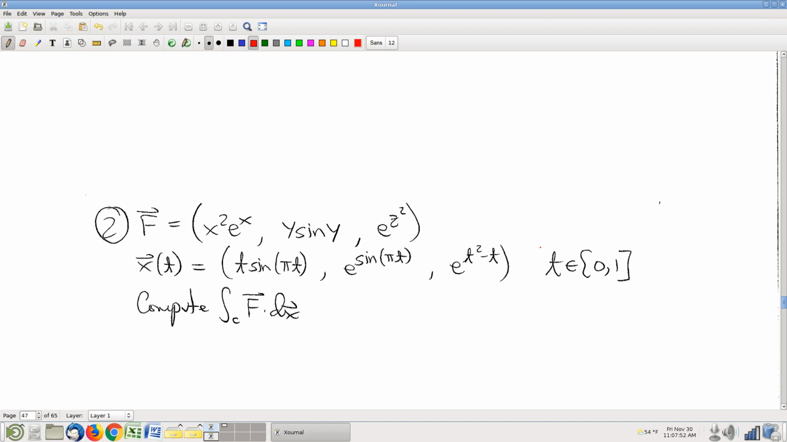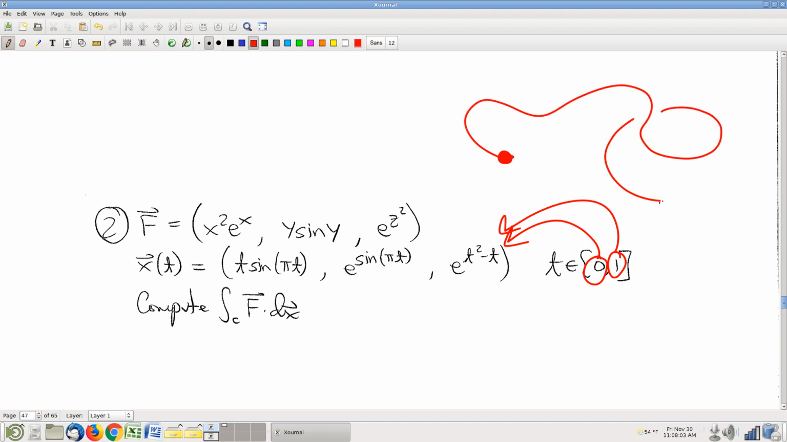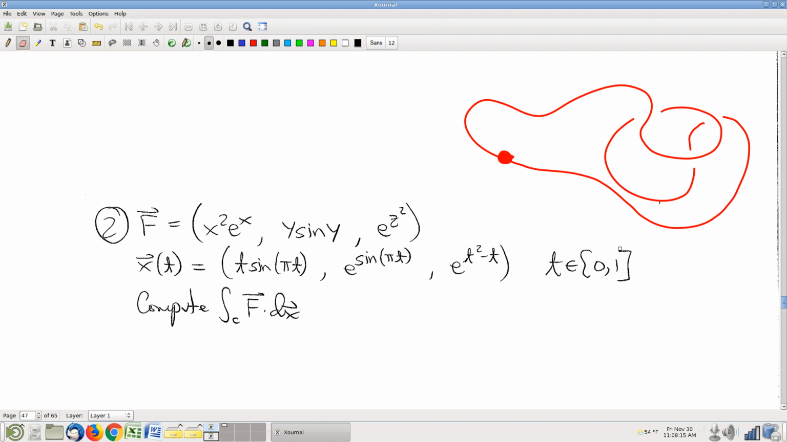And let me just go ahead and give it away. Plug in 0, plug in 1, you get the same point. That means that this curve, wacky though it may be, starts and ends at the same point. So Stokes' theorem is on the table. Yeah? Okay, now let's consider the other option.